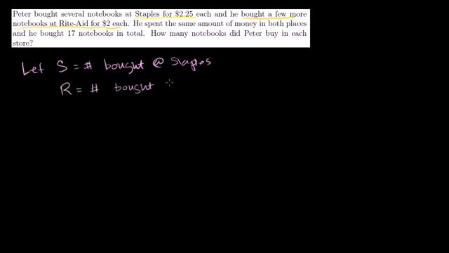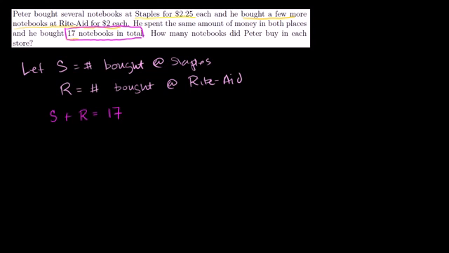So let's define some variables. Let S equal the number bought at Staples, and then R is equal to the number bought at Rite Aid. So what do we know? He bought a total of 17 notebooks. So that tells us that S plus R is equal to 17.